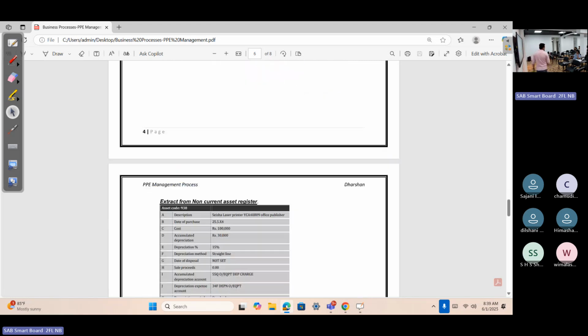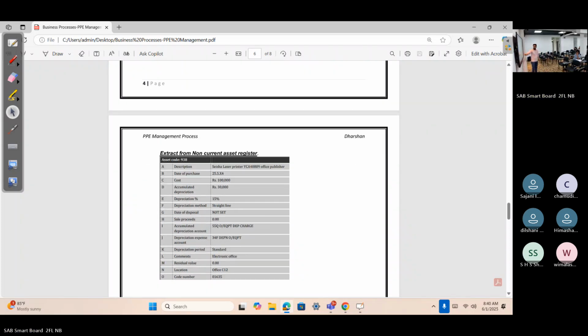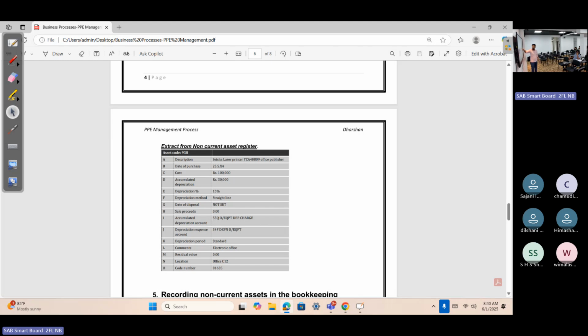What information should you include here? Purchase cost, purchase date, in which location you are going to store or fix that asset, depreciation, accumulated depreciation, depreciation method. If you dispose of that asset: sales proceeds, the carrying value at the time of disposal, and the profit. Also the code number. These are the items you should mention in the FAR related to the particular asset.